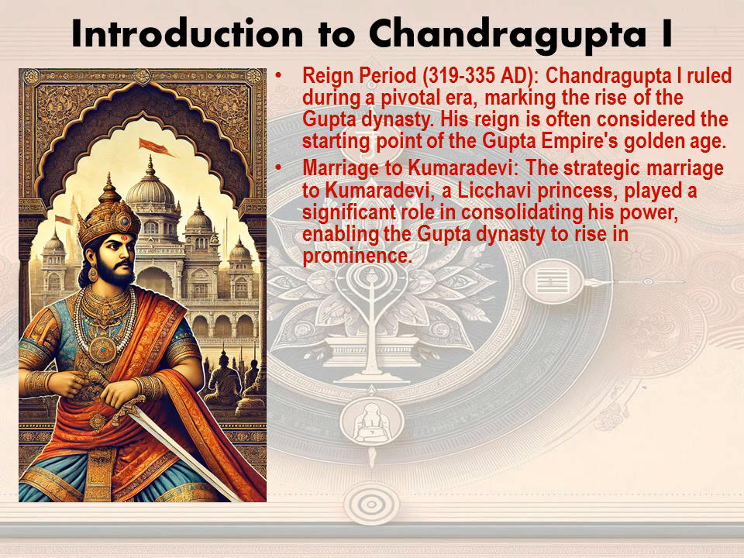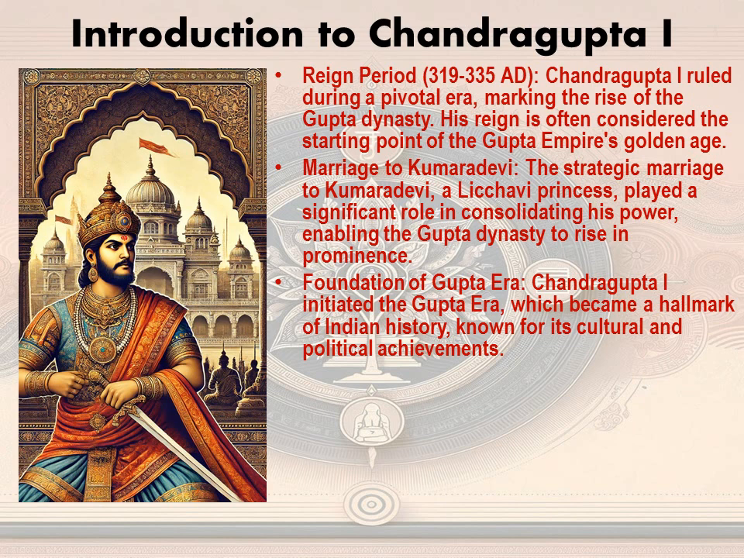Marriage to Kumaradevi. The strategic marriage alliance to Kumaradevi, a Licchavi princess, played a significant role in consolidating his power, enabling the Gupta dynasty to rise in prominence. So it was his marriage to a prominent dynasty, the Licchavi dynasty, that played the significant role in the rise of his power. So, the marriage alliance with the Licchavi princess was one of the enabling factors for the Gupta dynasty to rise into prominence.